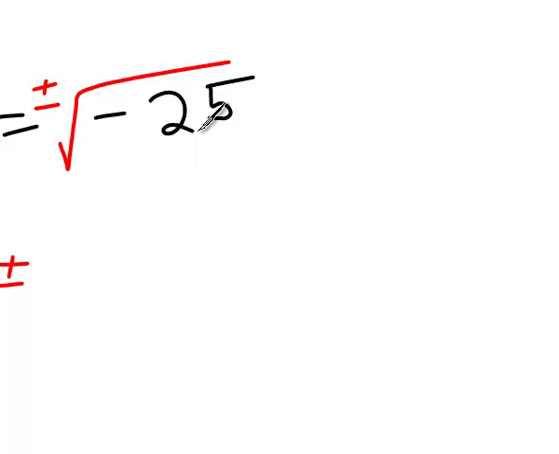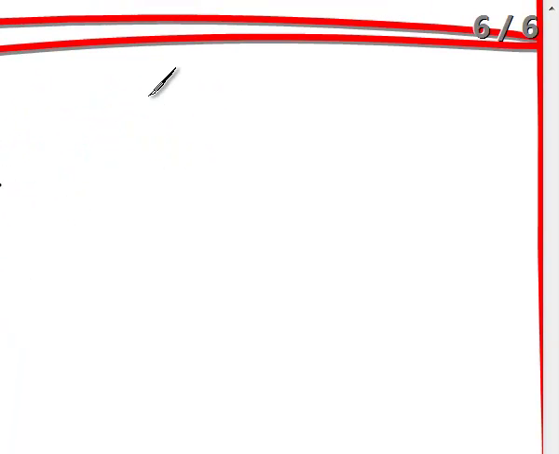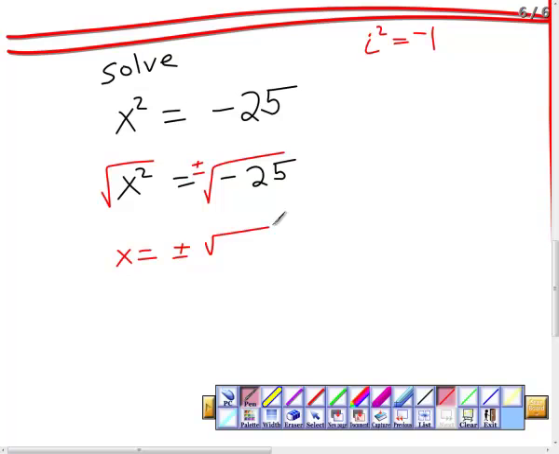Okay, problem here is we got a negative radicand, right? We know that i squared equals a negative 1. So that means this is going to change to 25i squared, right? So therefore our answer is going to be x equals what? Plus or minus what? Travis? 5i, right. Plus or minus 5i.